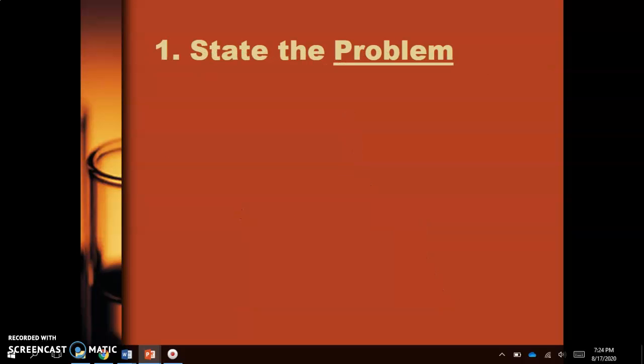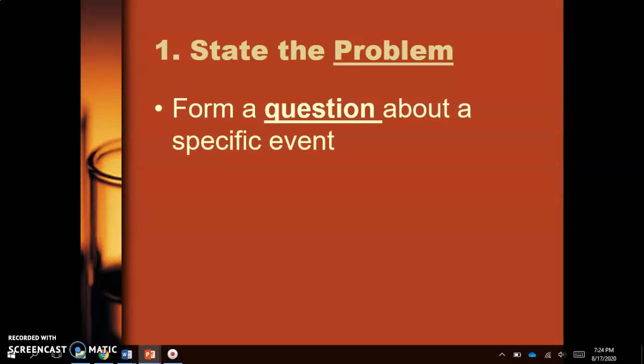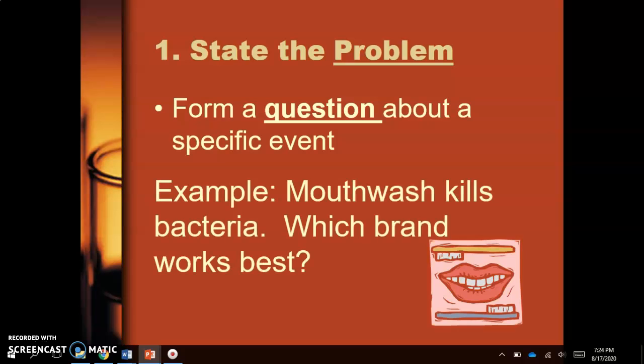Step 1, we are going to state the problem. So if you are in a classroom and you're starting an experiment or you've made an observation and you have a problem, you have to actually figure out what the problem is before you can get started. And then you are going to form a question about a specific event. We're going to use an example today that I'm going to take you through to explain each part of the scientific method.